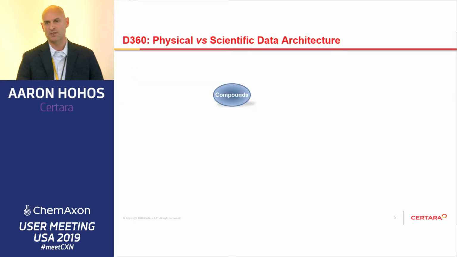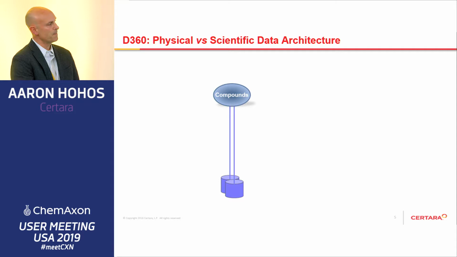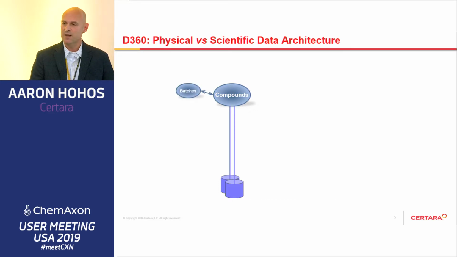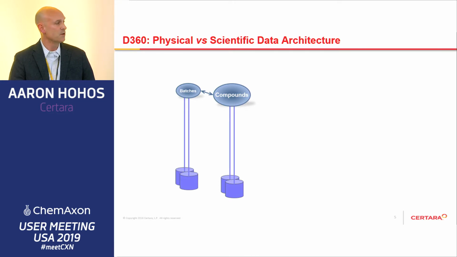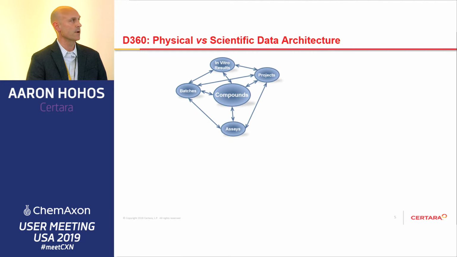Now, this is all possible because D360 utilizes a generic data model. So it really doesn't matter where the compound data exists. It might exist in multiple data sources. It could be in different databases, different data tables. It really doesn't matter to the researcher. Same thing with batches, and all the other entities that make up essentially a data network.